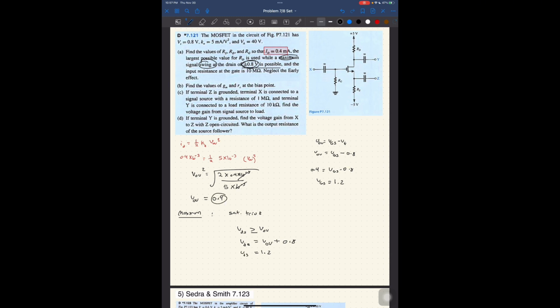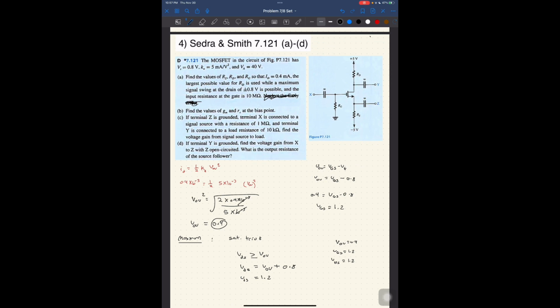I'm talking about these numbers here, right? So now I have, in summary, VOV is equal to 0.4, VGS is equal to 1.2, VDS is equal to 1.2. Now, you want me to find a bunch of numbers. The resistance at the gate is 10 mega ohms. Neglect the early effect. I have no clue what that even means, so we're just going to ignore it. And we have to neglect it anyway, so I'm just going to assume that no one wrote the sentence, right? Now, find the values of RS, RD, and RG.